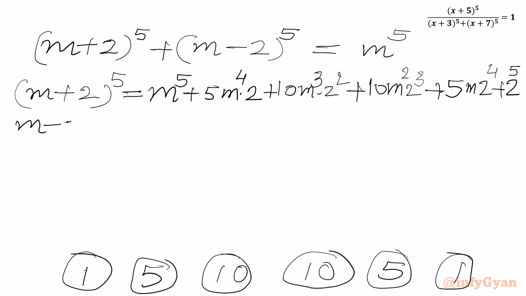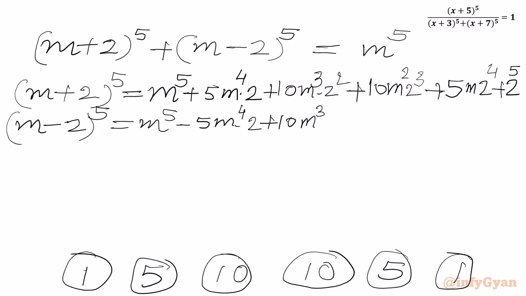Similarly, we can write the expansion of (m-2)^5. This will come out m^5 minus 5 times m^4 times 2, then plus 10 times m cube times 2 square, then minus 10 times m square times 2 cube, then I will put plus sign 5 m times 2^4, and the last term I will write here minus 2 raised to the power 5.